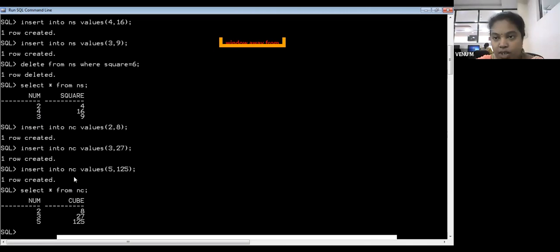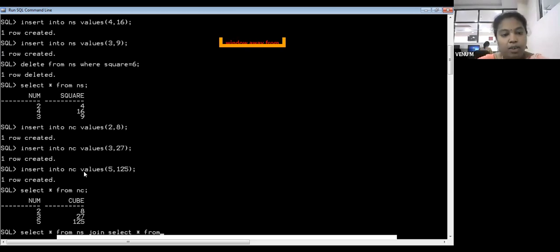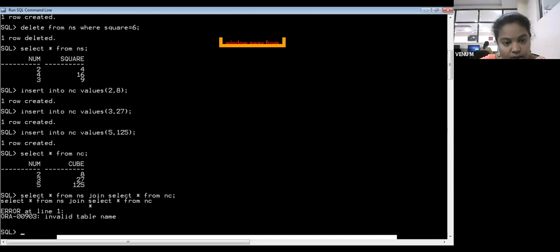So what are the types of join? How do we have to perform the joins? First, we will do the outer join. First, understand this. Select star from NS join select star from NC, meaning we have to combine those two tables. Next, what is the output here?